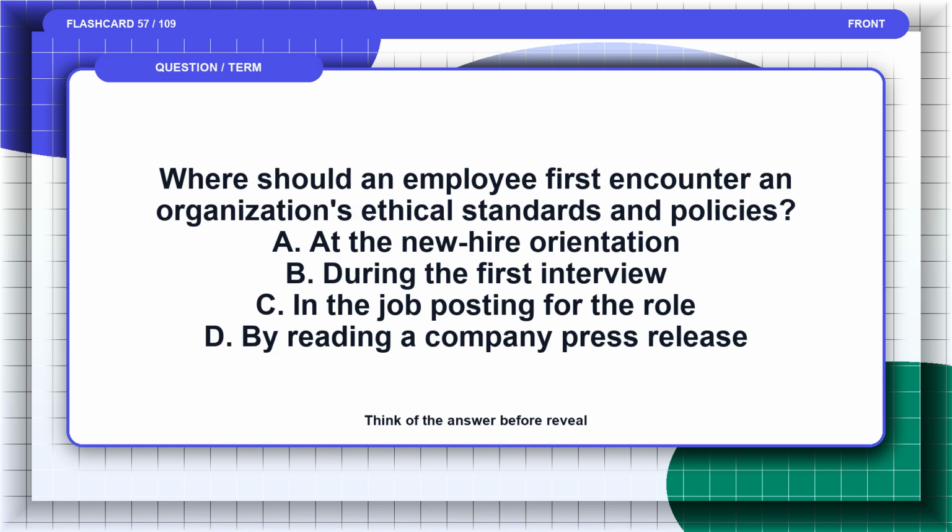Flashcard 57. Where should an employee first encounter an organization's ethical standards and policies? A. At the new hire orientation. B. During the first interview. C. In the job posting for the role. D. By reading a company press release. Pause and think of the answer before the reveal.